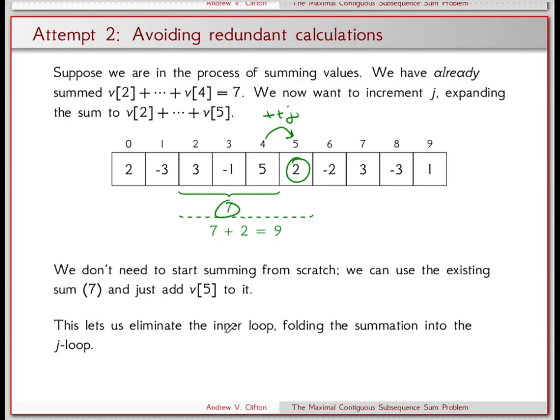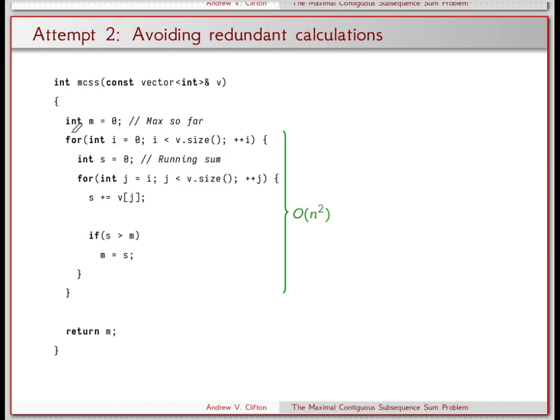So that's basically going to let me eliminate the inner loop, the k loop, and move the summation into the j loop. So I'll be eliminating one of those loops, and that will leave me in O of n squared territory. So that will look like this. We still have our biggest thing that we've seen so far.